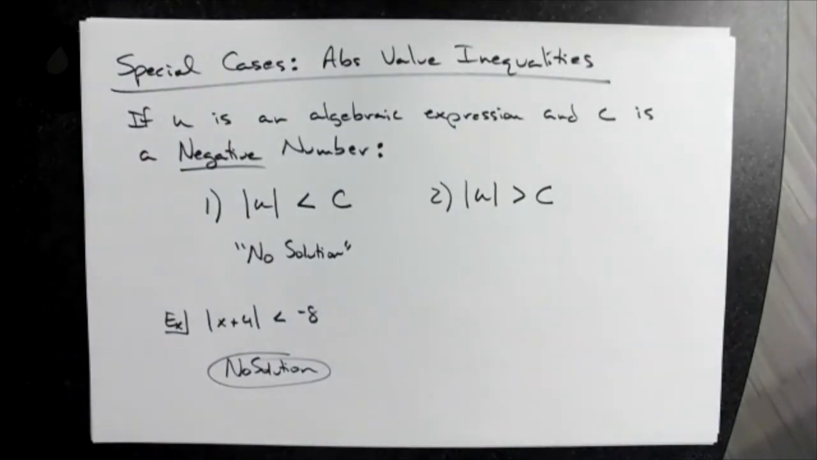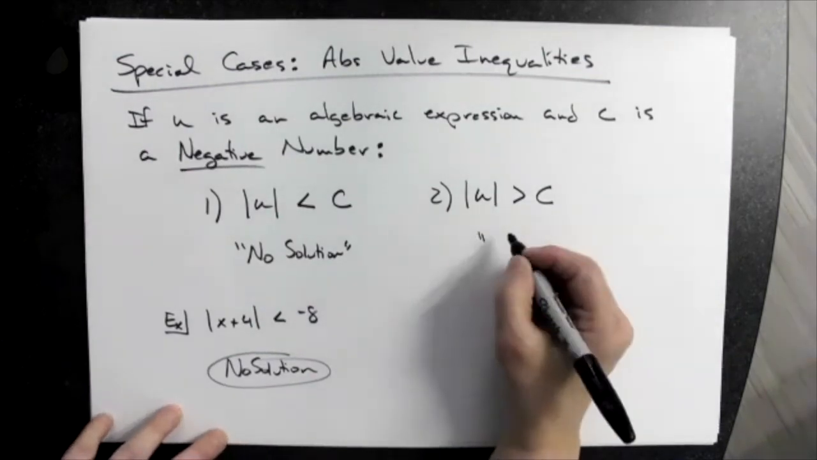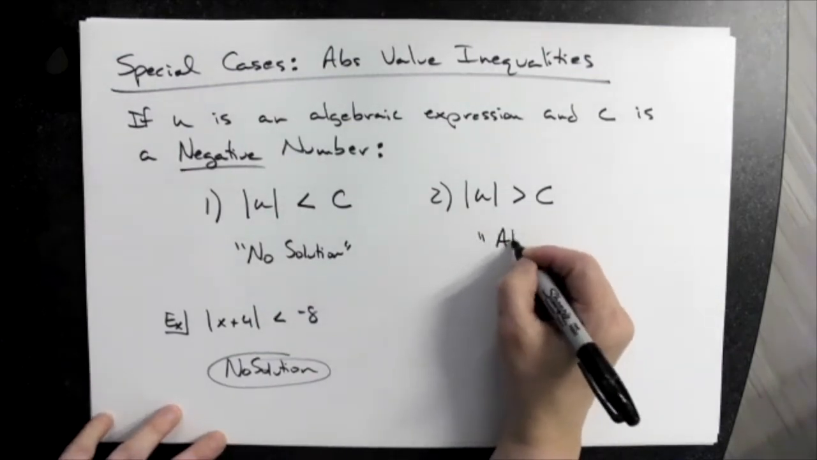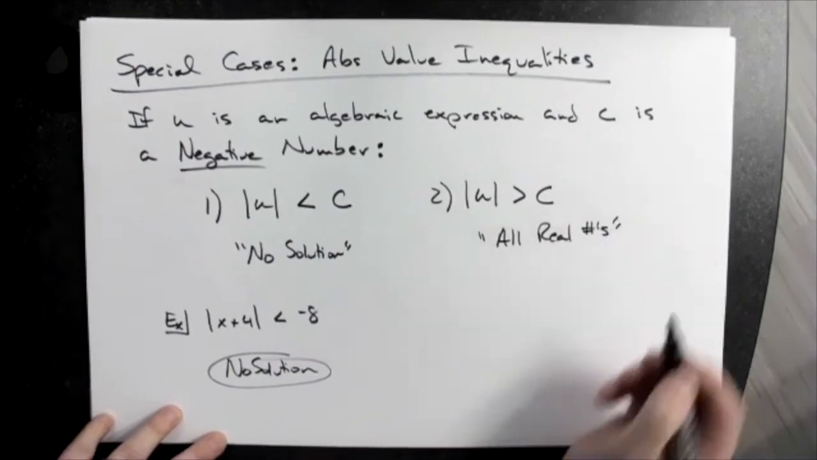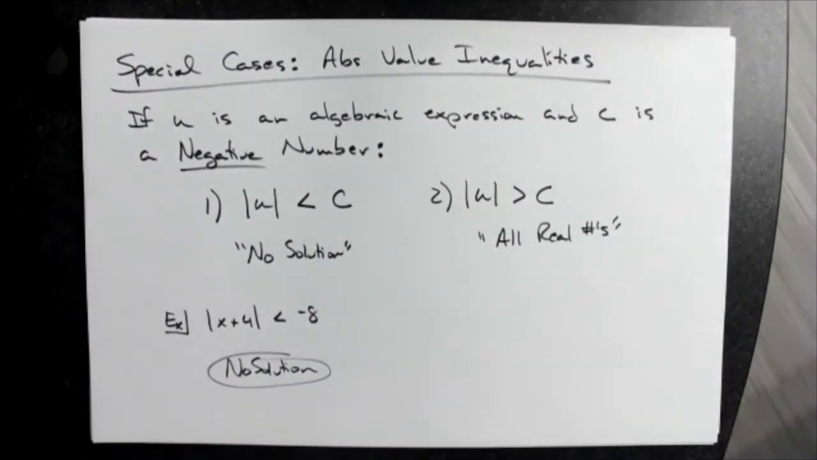Well, absolute value of something greater than a negative number. Well, isn't all positive numbers greater than all negative numbers? So this one is all reals, all real numbers. Because it doesn't matter what I plug in, I'm going to get a positive number. Positive numbers are always bigger than negative numbers. So that one's all reals.